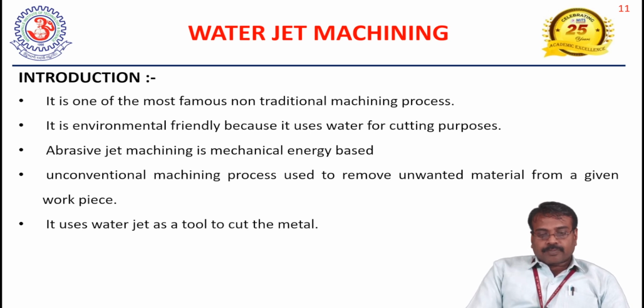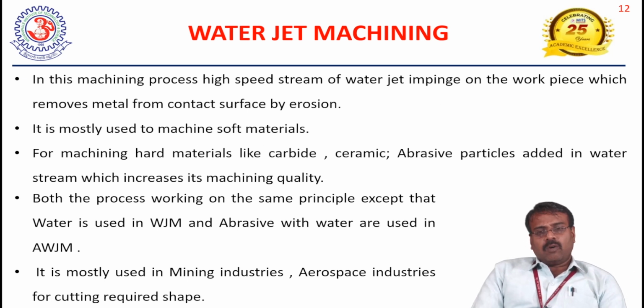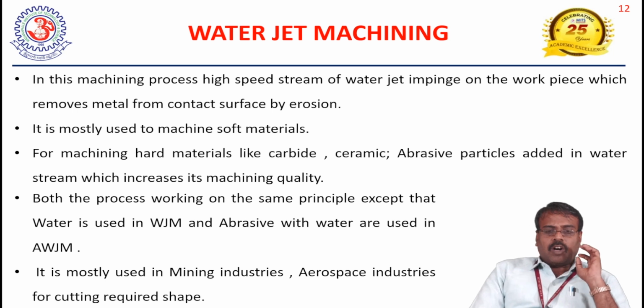In this machining process, a high speed stream of water jet impinges on the workpiece, which removes the metal from the contact surface by erosion. It is mostly used to machine soft materials. It can cut hard materials, but we use it for soft materials. Why? Some materials have the brittleness property, like glass, so we could not cut them. Even if you go for cutting, that brittleness will expand to the nearby material also, so the entire material gets damaged. That can be avoided by using water jet machining.